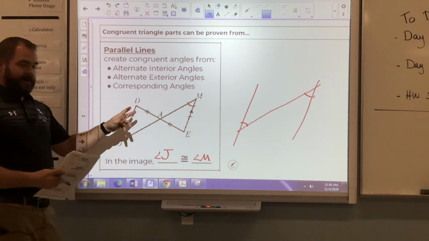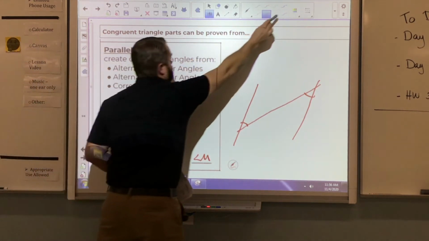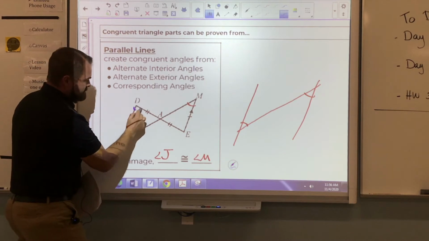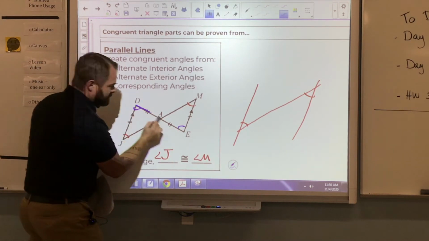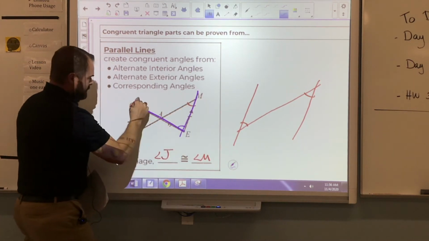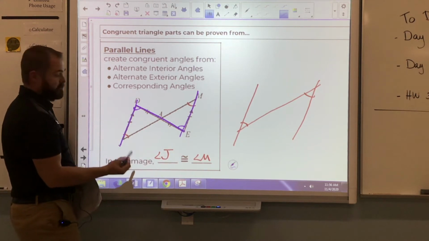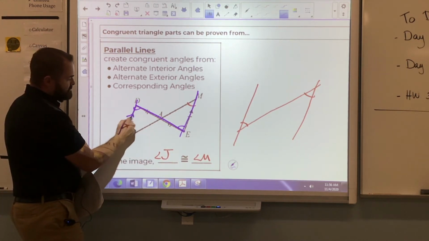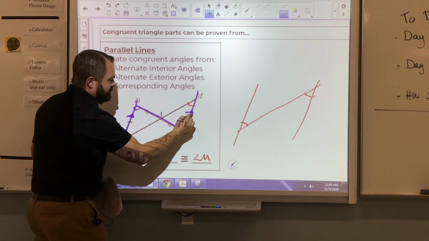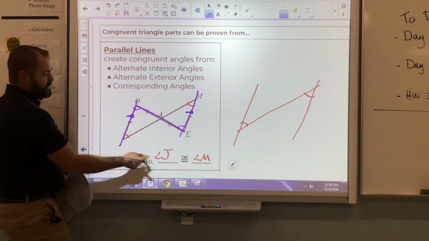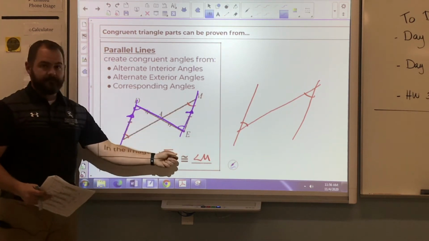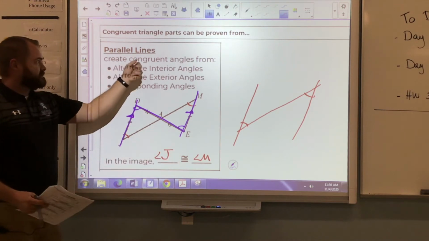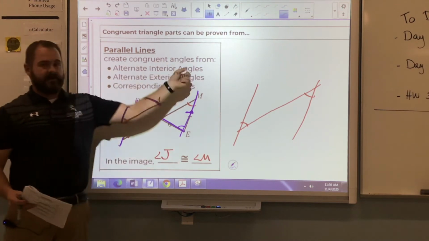Now, you could also have these congruent angles at D and E, because that could be your transversal with these parallel lines. All right? Now, you need to have these parallel markings to say that they are congruent. So I could say that angle J is congruent to angle M because of these parallel lines giving me alternate interior angles.